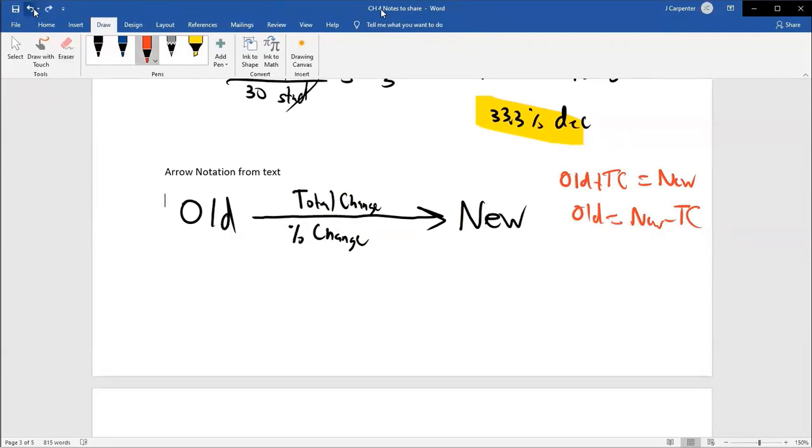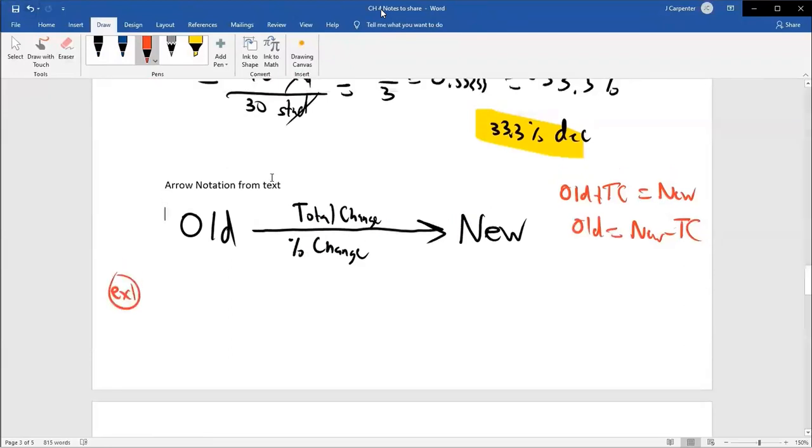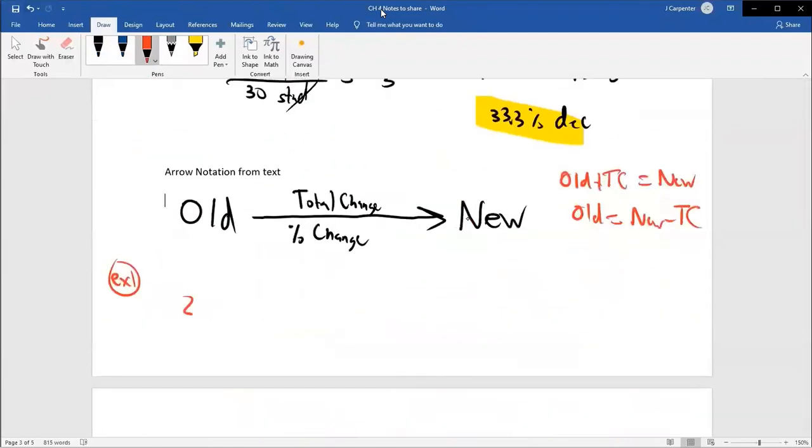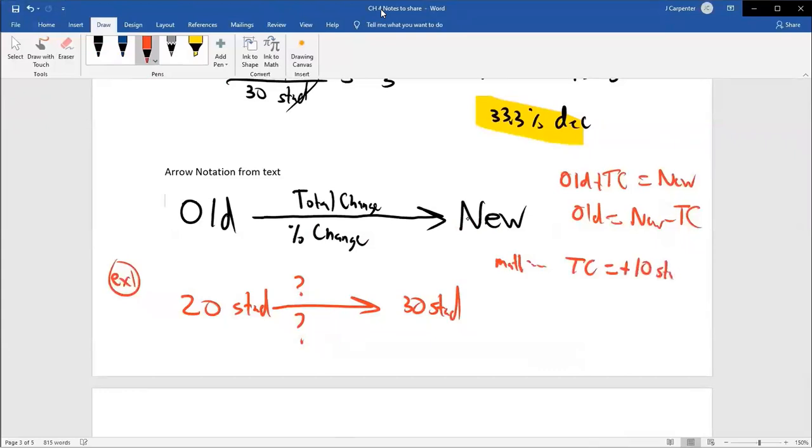So if I wanted to go back to the previous problems and write it in this notation, let's go back to example 1. We said we went from 20 students to 30 students. The 20 is the old, the 30 is the new. So what we originally have is 20 students pointing at 30 students, and we don't know what the total change is, and we don't know what the percent change is. Now, when we did our math, we got that the total change was an increase of 10 students.